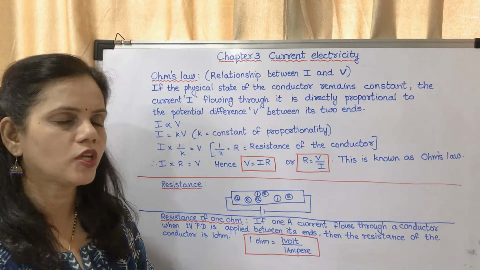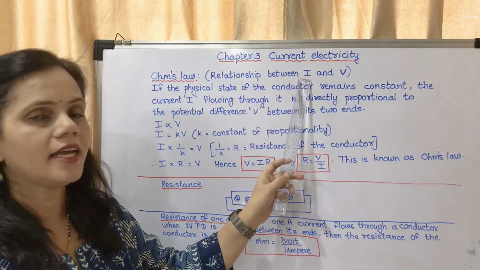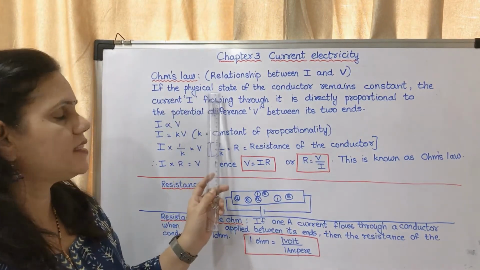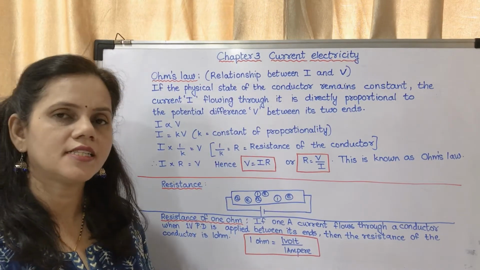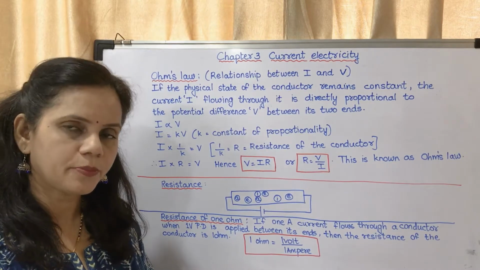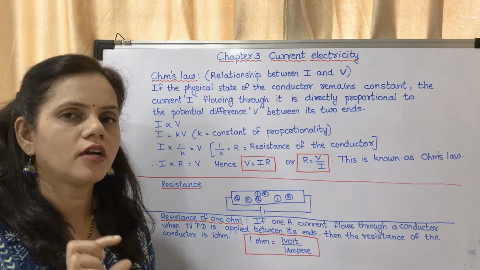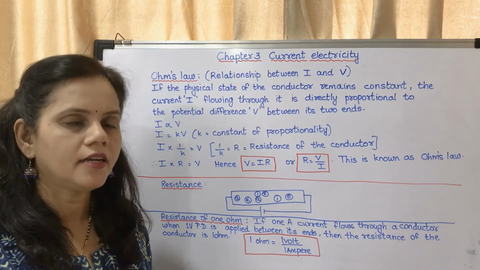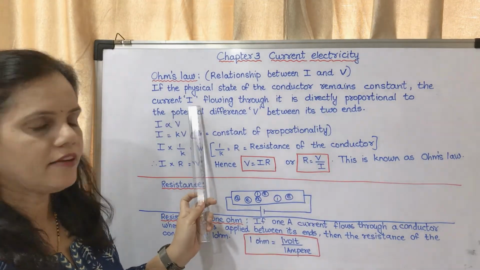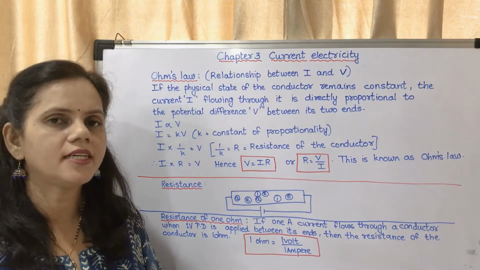So what is Ohm's law? Basically it is a relationship between I and V. What is I? I is current, V is potential difference. If the physical state of the conductor, physical state of the conductor means its temperature, its length, its material, etc. Okay, so there is a wire. As long as you are not changing the material of the wire, the length of the wire, the current I flowing through it is directly proportional to the potential difference between its ends.